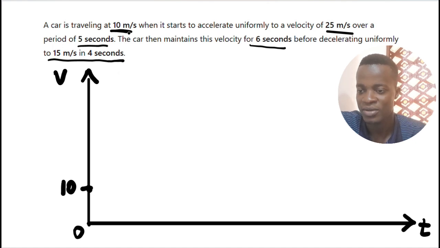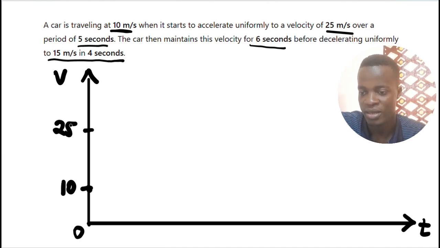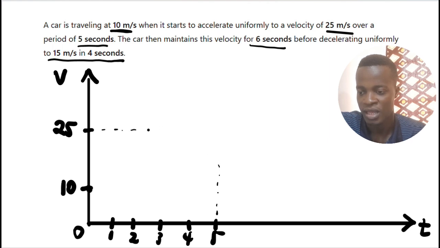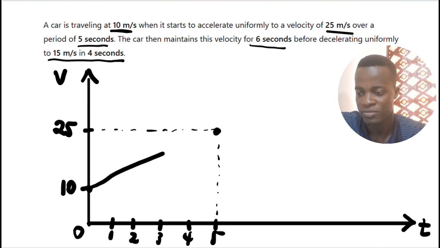At this 10 meters per second, it starts to accelerate uniformly. Whenever there's acceleration, you draw a positive slope. We are moving to a velocity of 25 meters per second, somewhere here, and we are accelerating to that over a period of 5 seconds. So let's say 1, 2, 3, 4, 5. When we reach 5, we should reach this velocity after 5 seconds, so we stop here. Our acceleration should look something like this. Okay, so that's the first part.